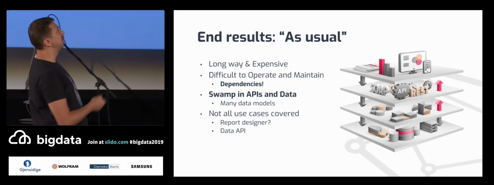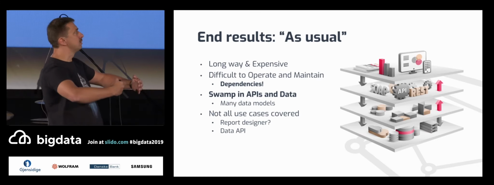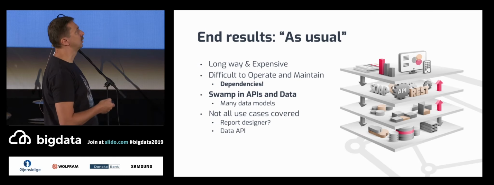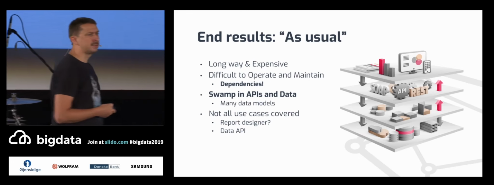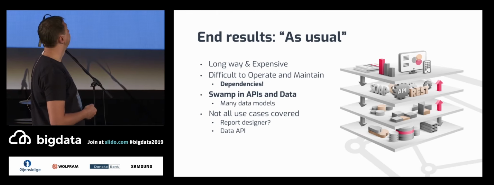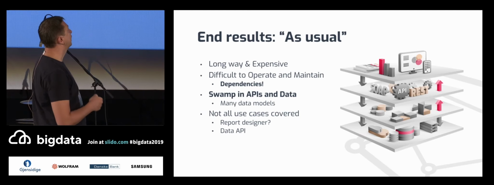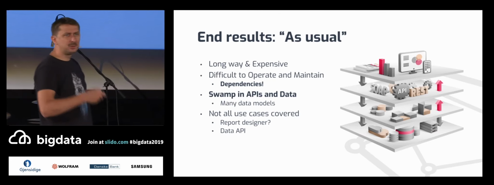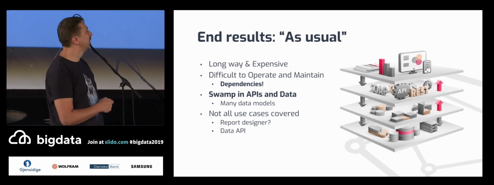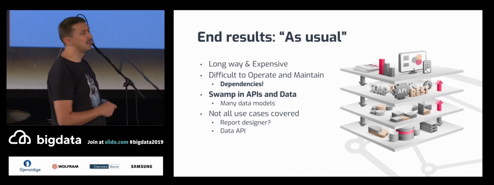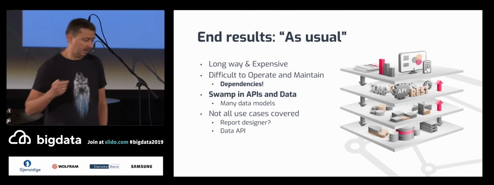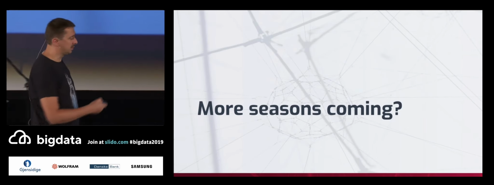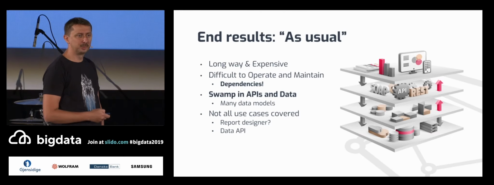Well, and you get something like this, which is huge. A lot of databases, a lot of data models, a lot of APIs, a lot of user interfaces. And it's actually a swamp. It's beautiful on the picture, but you all know, right? It's a kind of swamp. It's a swamp in the data, a swamp in APIs, and what to do with that? So, will there be more seasons coming? Probably not. You will stay in this swamp forever, probably.